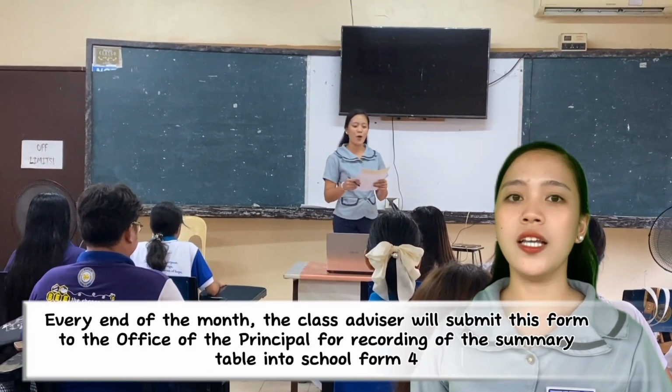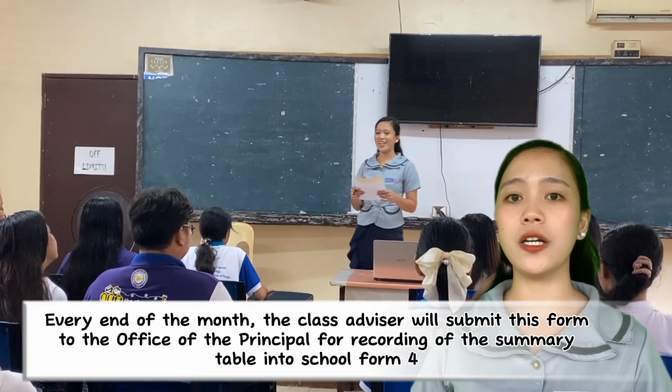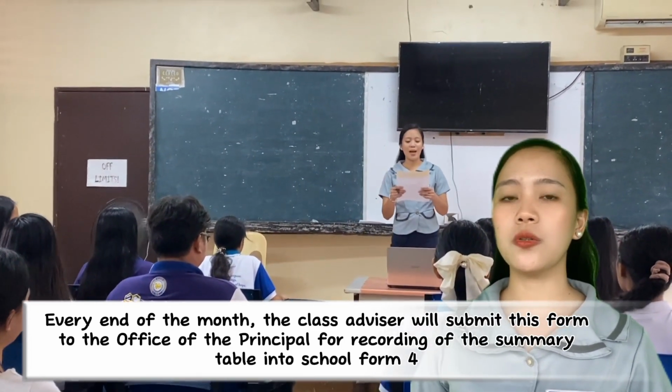Every end of the month, the class advisor will submit this form to the office of the principal for recording of summary table into School Form 4. Once signed by the school head, this form should be returned to the class advisor.